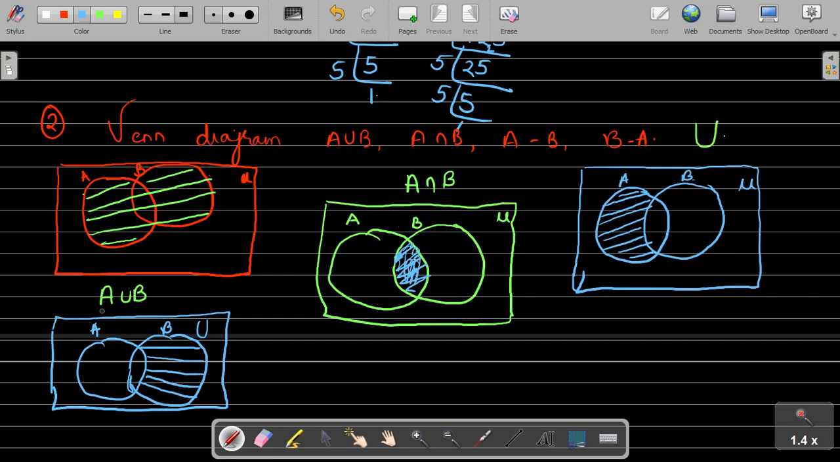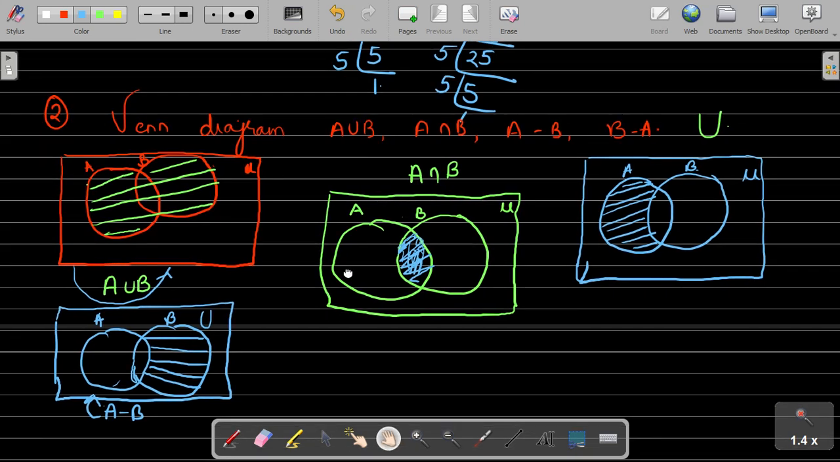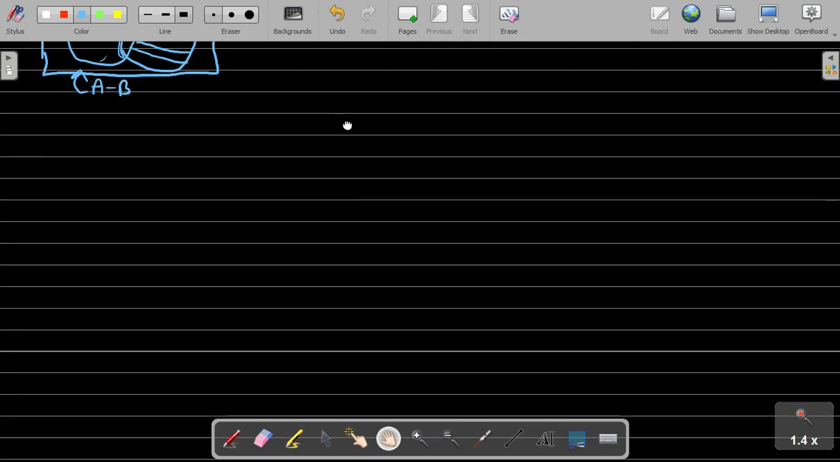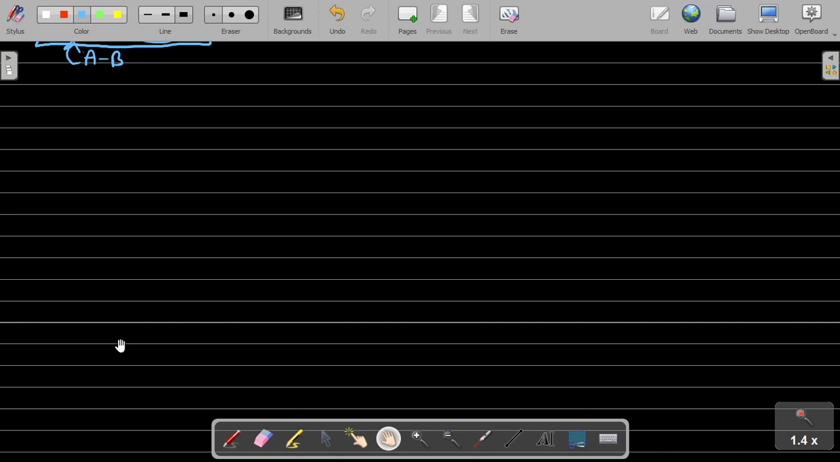This represents A minus B. This A union B is the one above, not this one. This A minus B is represented by this Venn diagram. I hope that's clear. Coming to the next question, if now we want to represent a set A in set builder form.